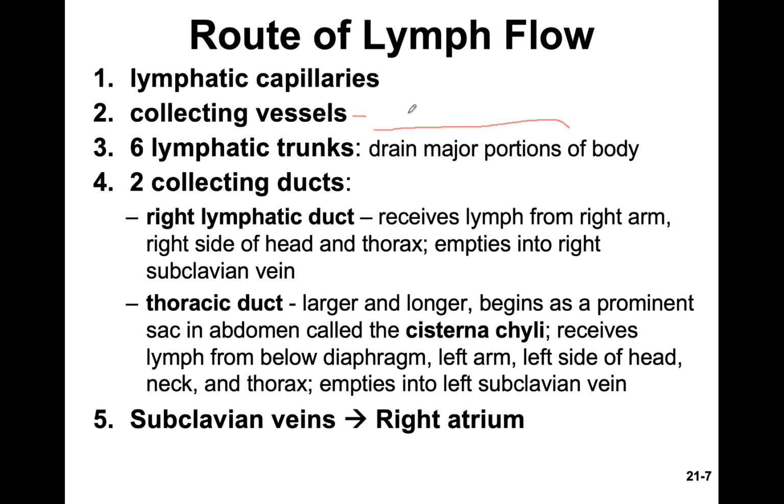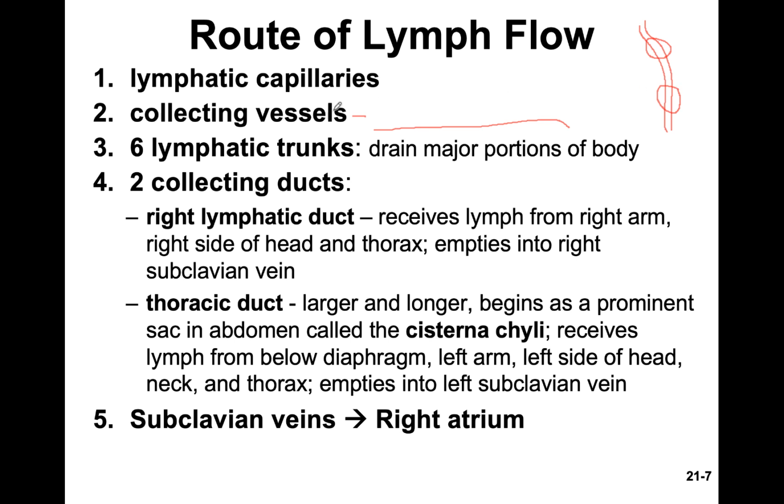Along the collecting lymph vessels is where you'll find lymph nodes. So let's say this is a collecting lymph vessel. It's just a vessel that has lymph in it. Alongside of them, you're going to have these clusters called lymph nodes. And lymph nodes are what filters the lymph fluid, making sure that there's nothing pathogenic or destructive to your body.